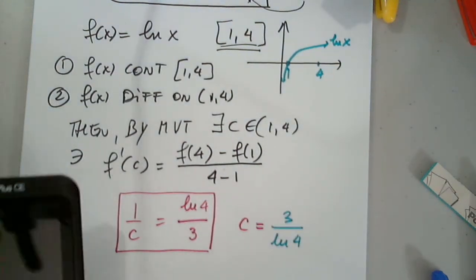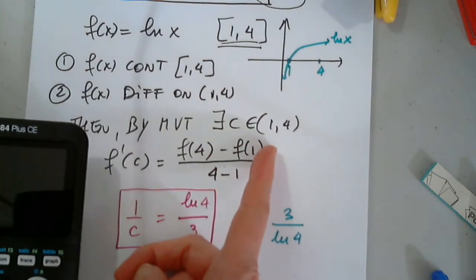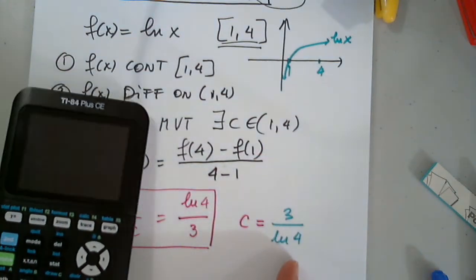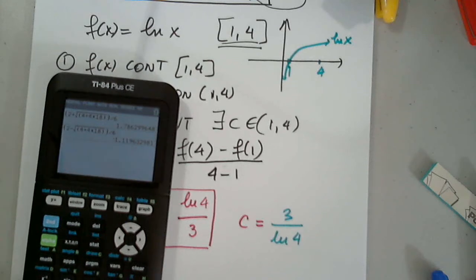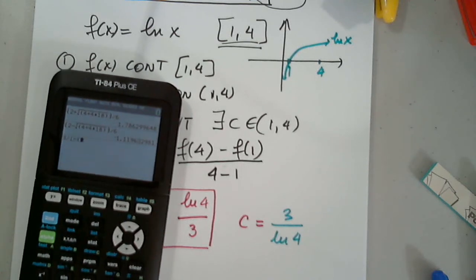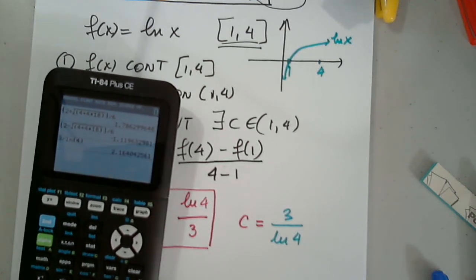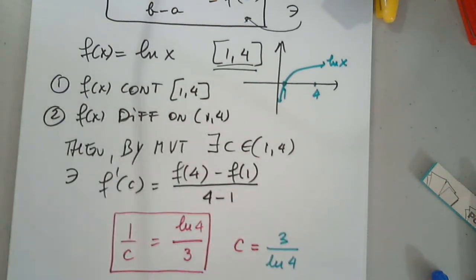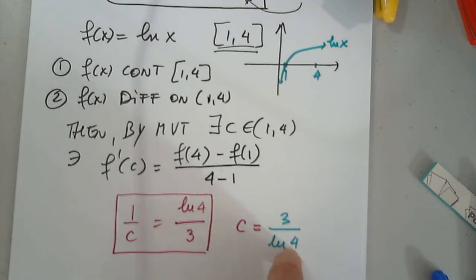I don't believe this. I have to check. It has to be between 1 and 4. If it's not between 1 and 4, then something is wrong. So just checking natural log 4, and I got 2.16, perfect. So this is the number that is guaranteed by the mean value theorem for the given function on the given interval.